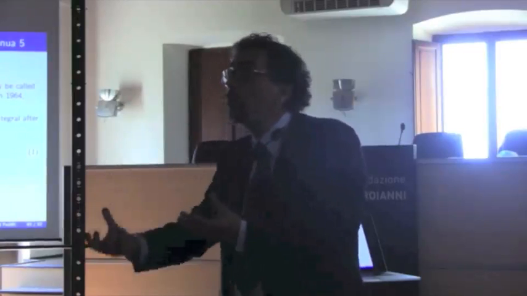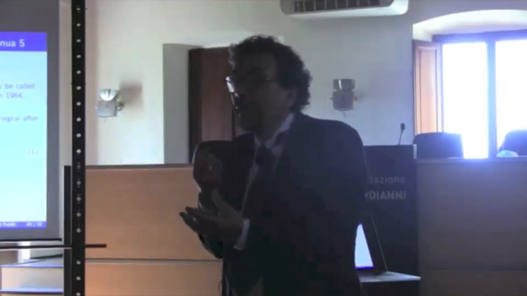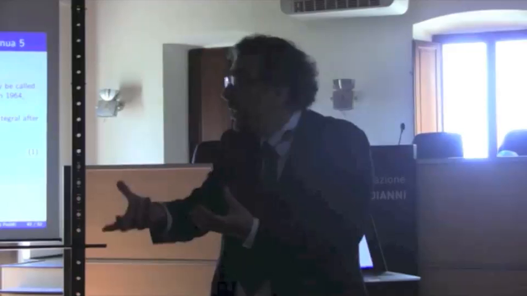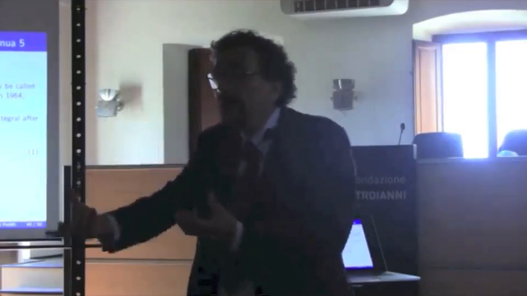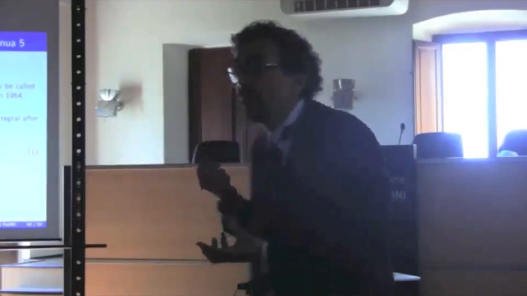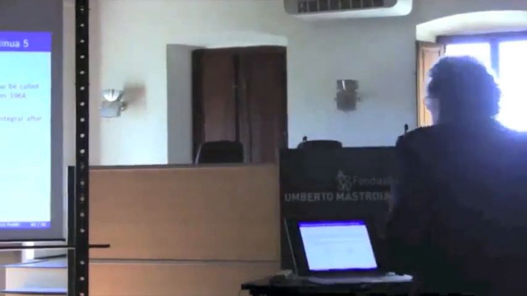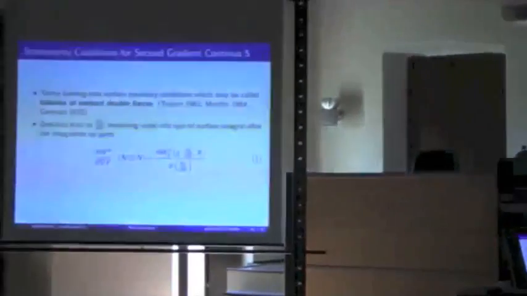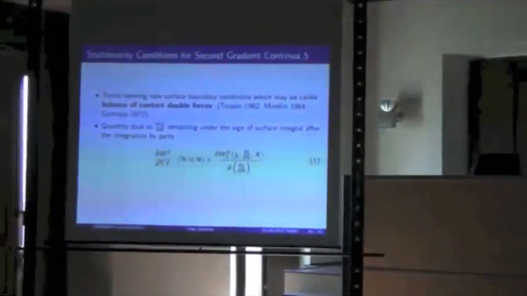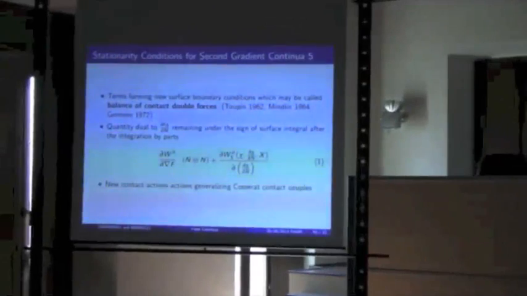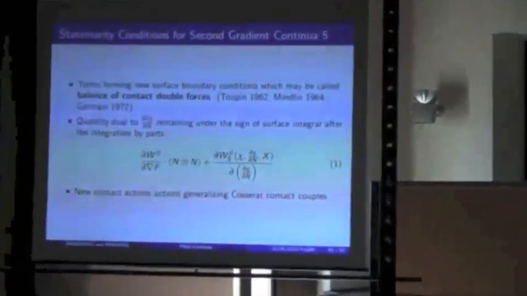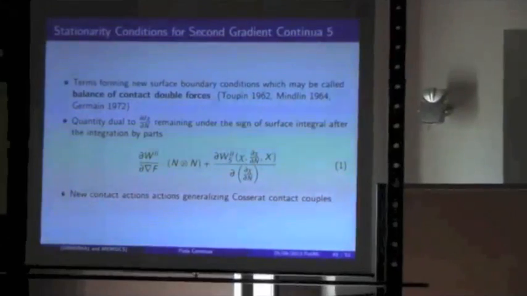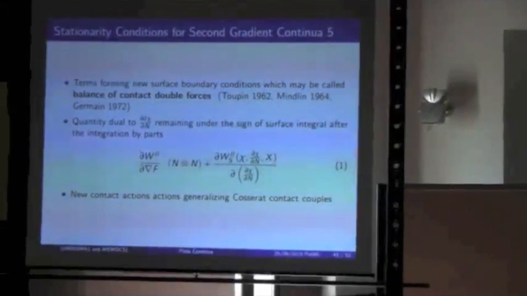So not only do you have a duality in power with the velocity, but you have a duality in power with the normal derivative of velocity. And this is what is called double force by Paul Germain. Double force. Okay? Cosserat contact couples are the symmetric part of this double force.